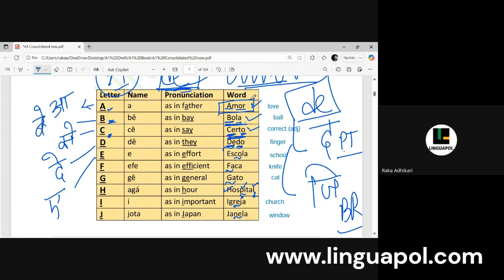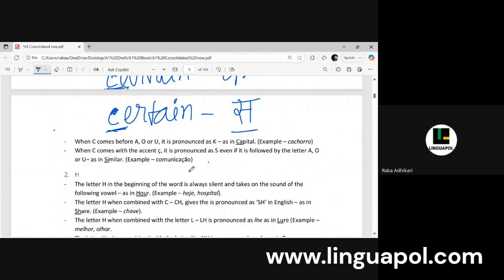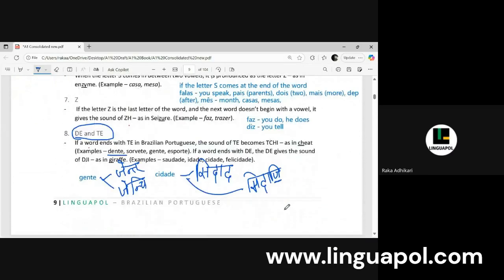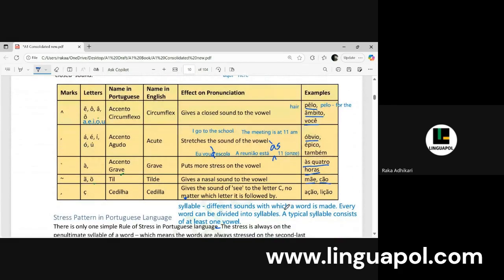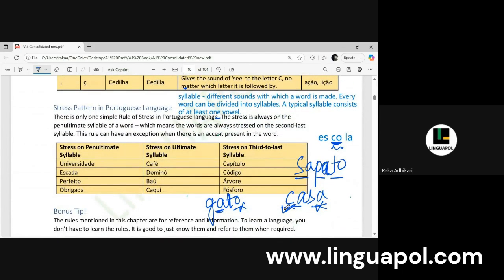Be it the words in the alphabet, or the new words that you have learned in the class, or examples from rules of pronunciation. जितनी भी आपकी vocabulary है, आपको सिर्फ प्रैक्टिस करना है ये ध्यान में रखते हुए कि हमेशा स्ट्रेस सेकेंड लास्ट सिलेबल पे ही आएगा। इसका एक्सेप्शन तभी हो सकता है जब हमारे वर्ड में कोई एक्सेंट हो. If we have an accent agudo in any part of the word, then the whole rule does not apply. We will stretch only the part where we have the accent.